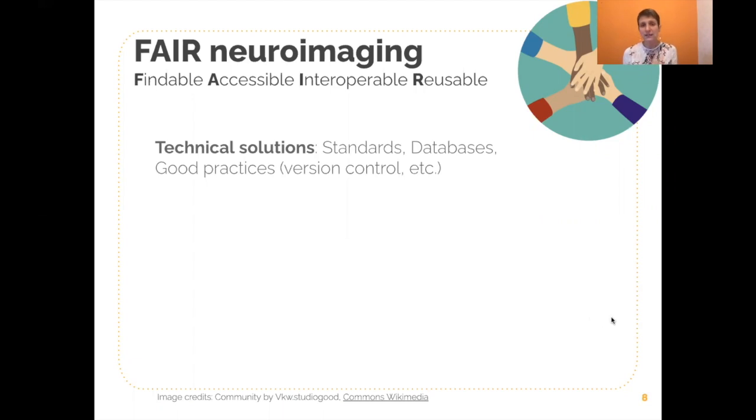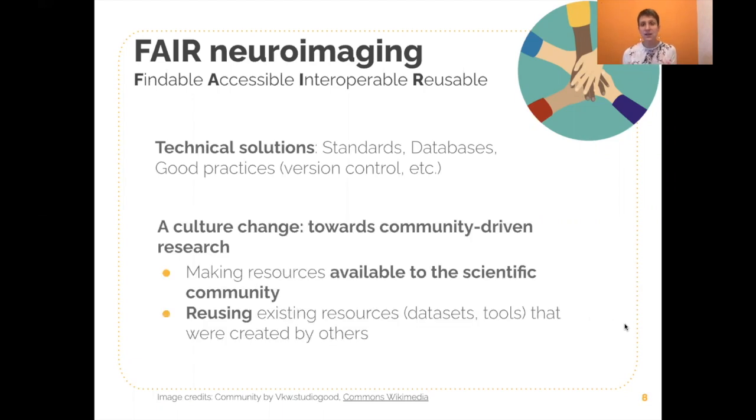But before we get started, I want to emphasize that FAIR neuroimaging is also a way that leads us to a culture change, to research that is more community-driven, because you're making more resources available to the scientific community, but you're also reusing existing resources, and that creates more links between different people that can lead to collaborations or new research projects or ideas that are exchanged and discussed.